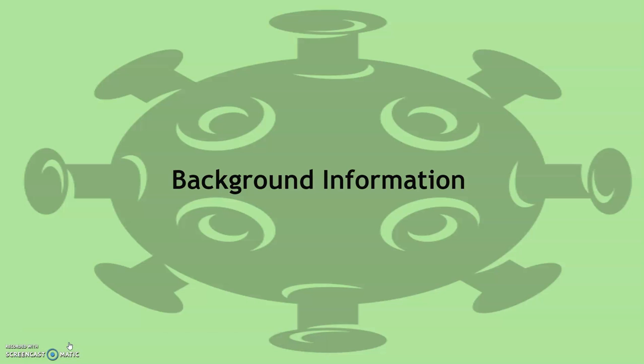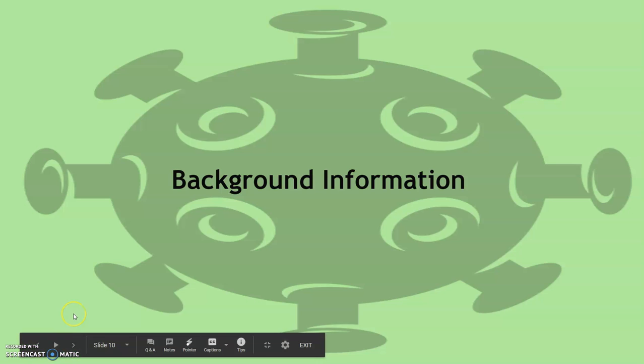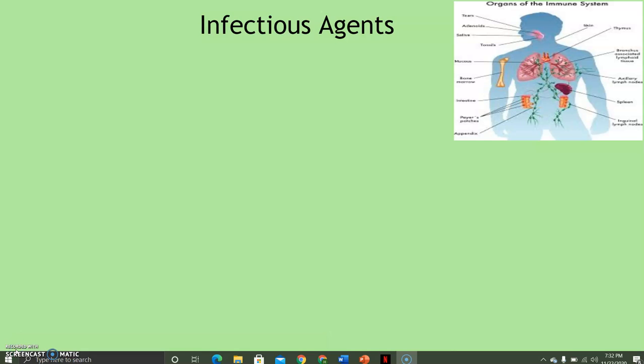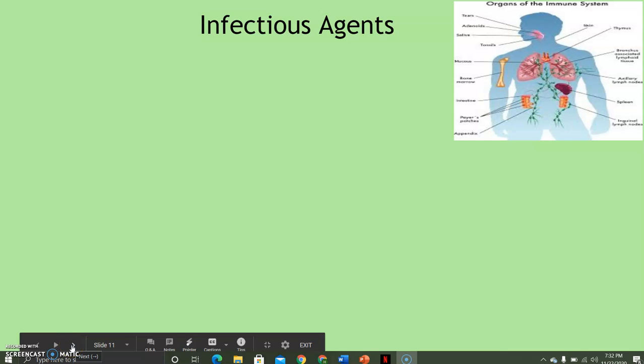And now we're going to go over some background information that may be useful when completing tasks such as the profession perspective and the final scenario. This slide is going to provide some examples of infectious agents that can invade our bodies and have the potential to cause disease. So let's start with viruses.